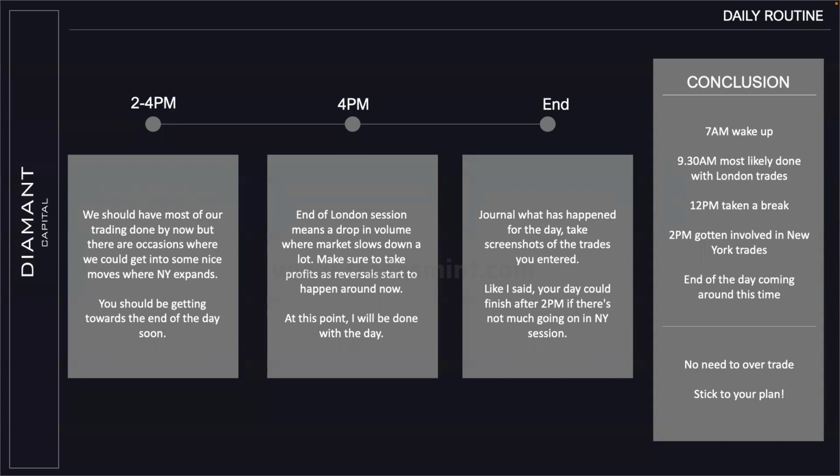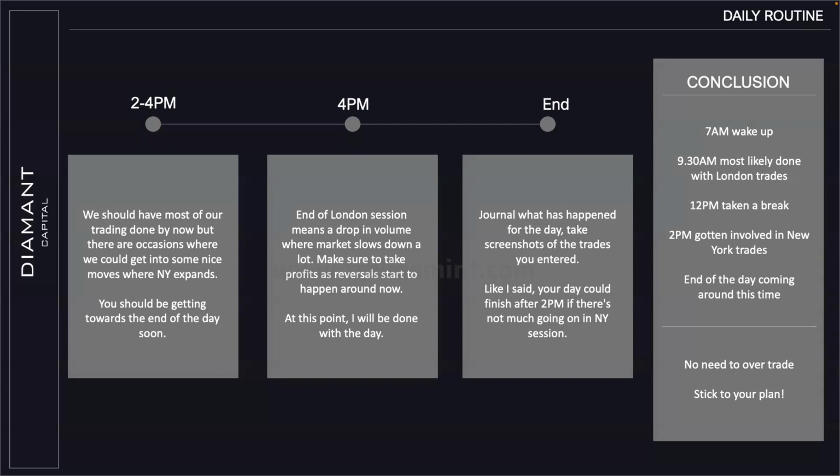And then we're coming towards the end of the day, 4 p.m. That's the end of the London session. It really is when we do get a drop in volume, so that's something to really take into mind. Of course, as you understand, with a drop in volume you can also start to get reversals in the market. So if you are in certain trades, you do want to start taking profits, especially if you're trading intraday, for example. But at this point, typically, I will be done with the day.